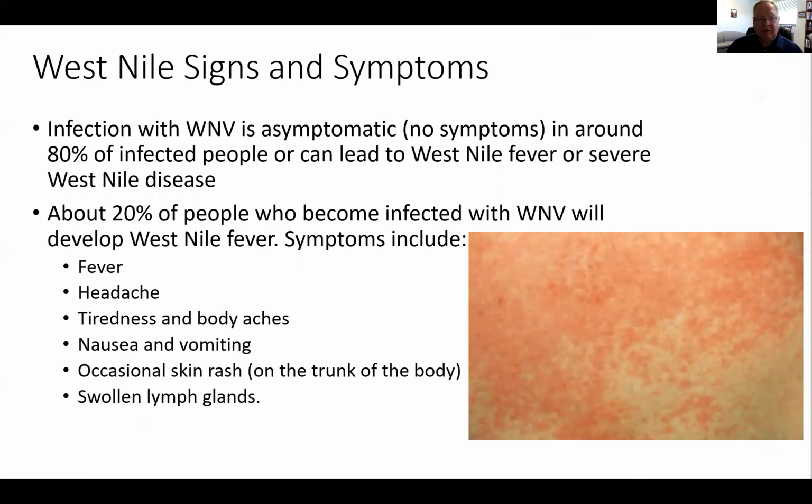Some signs and symptoms. Again, infection with West Nile is asymptomatic in around 80% of infected people, or can lead to West Nile fever and severe West Nile disease. About 20% of the people who become infected with West Nile will develop West Nile fever. Symptoms include a fever, headache, tiredness, body aches, nausea, vomiting, occasional skin rash, and swollen lymph glands.